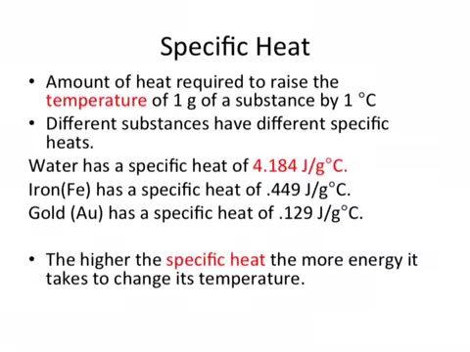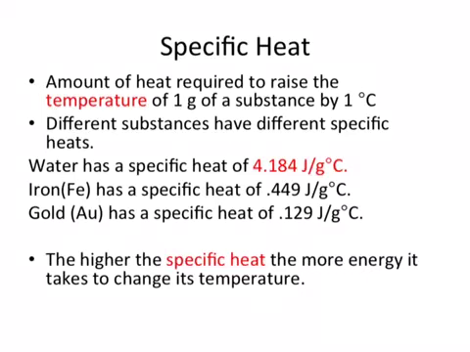The last thing we need to talk about is a term called specific heat. It is defined as the amount of heat required to raise the temperature of 1 gram of a substance by 1 degree Celsius. Every substance in this world has a different specific heat. To give you a couple of examples, let's take a look at water's specific heat, which is 4.18 joules.